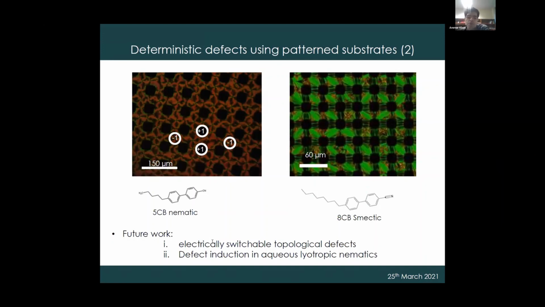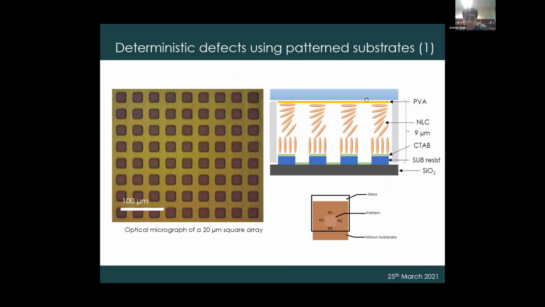The next thing we want to do is make electrically switchable topological defects. By replacing these substrates with transparent conductive electrodes, the idea would be you have, let's say, bacteria or microtubules or filaments in a certain place. You apply a field, the boundary conditions are gone, and then you can remove the field and the boundary conditions are back. So you can do all sorts of interesting physics with that.